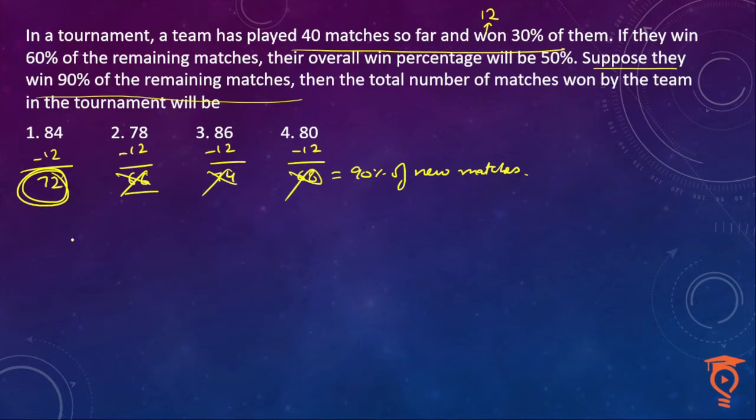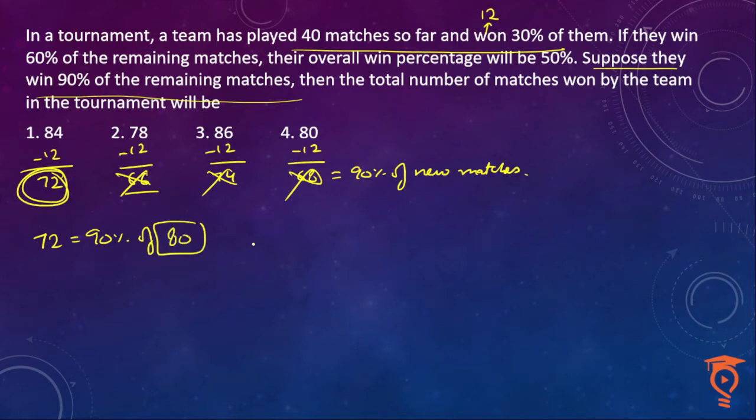Now, some people would ask, what if incidentally there would be other options in which the remaining number of winnings would give you 90% of new matches and the number of matches would be integers? In that case, I would say that you could check like this. Whose 90% is 72? 90% of what? So you'll find this value as 80.